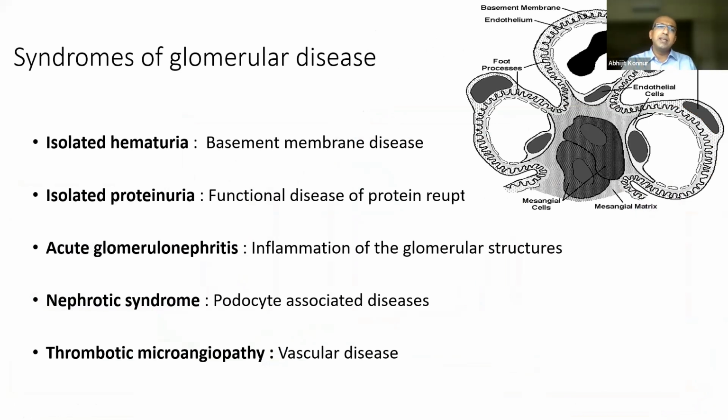One should be clear about the syndromes of glomerular disease when dealing with glomerular disease. Glomerular disease can present with isolated hematuria, and this typically points towards diseases associated with the glomerular basement membrane. One can have isolated proteinuria, which is essentially functional disease of protein uptake in the tubules. Acute glomerulonephritis is inflammation of the whole glomerular structure. Nephrotic syndrome denotes disease involving the podocytes, and thrombotic microangiopathy denotes disease involving the vasculature or the capillaries.